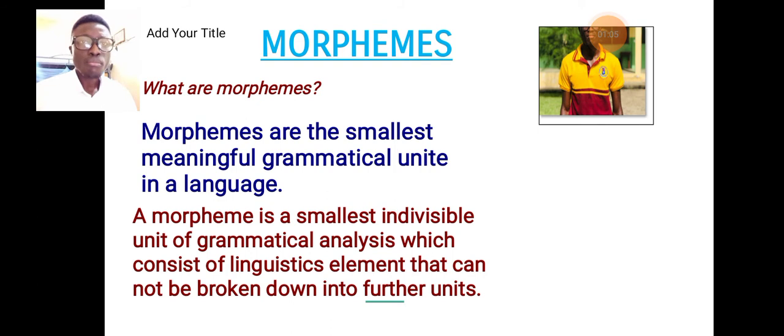Okay, so of course, when we talk of morphemes, we are looking at the smallest meaningful grammatical unit in a language, or a morpheme is the smallest indivisible unit of grammatical analysis, which consists of linguistic elements that cannot be broken down into further units. Now, what we are talking about is words that we can break down into smaller units. When we get to the last unit that we break into, we can't break it down any further.